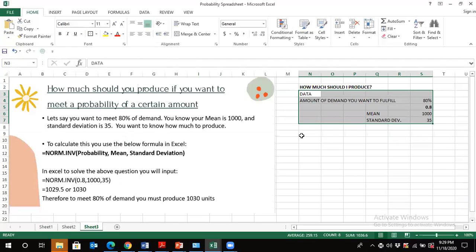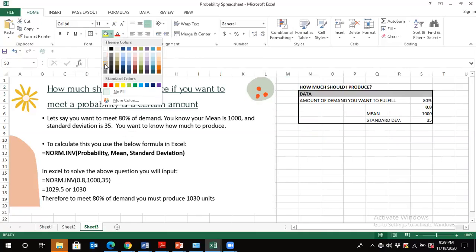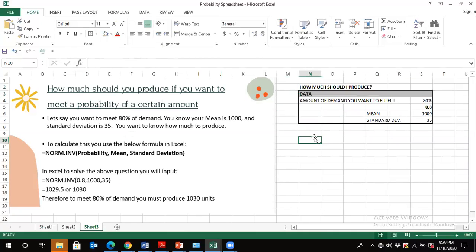Based on this data now, you have to calculate what the amount you should produce is. So how are you going to do that? Well, you have a great formula handy. And that is norm.inv, bracket, probability, comma, mean, comma, standard deviation, close bracket.